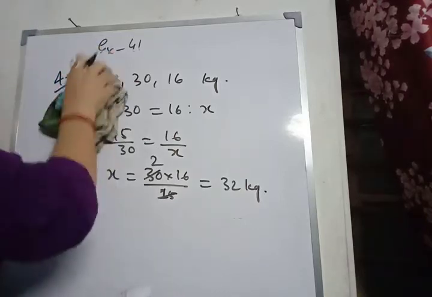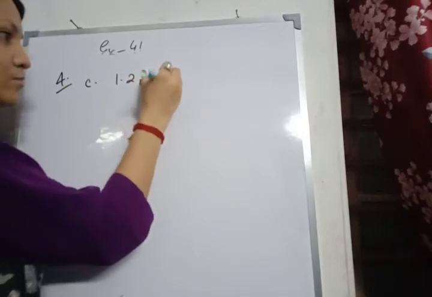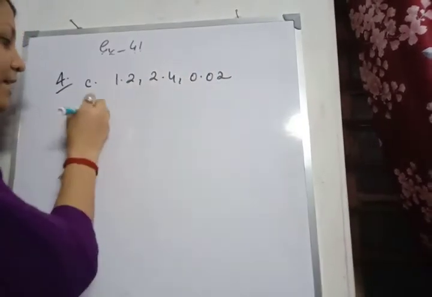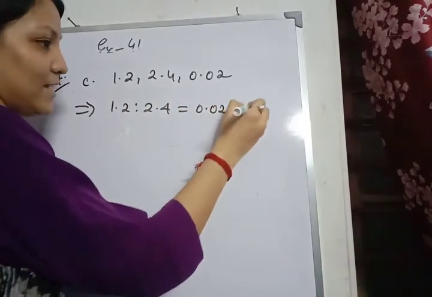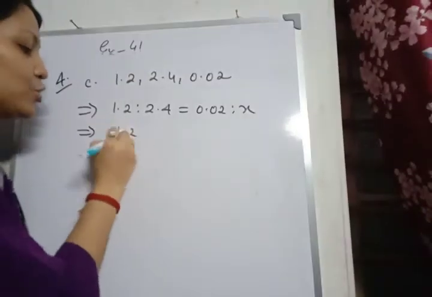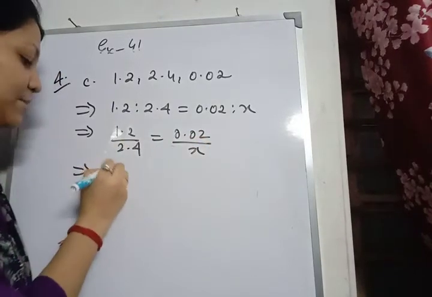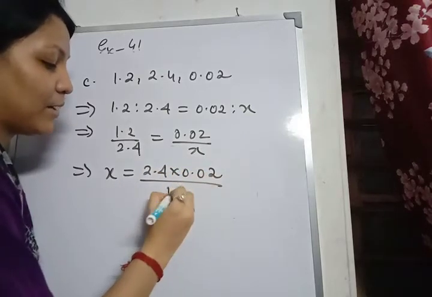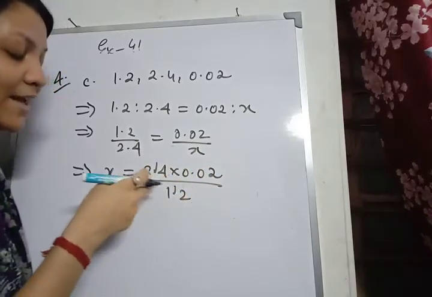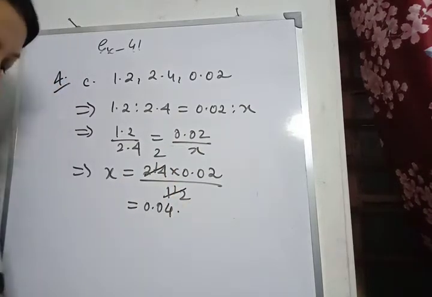Next, same question, subpart C. The terms that are given are 1.2, 2.4, 0.02. So we can write 1.2 is to 2.4 equals 0.02 is to x. So 1.2 divided by 2.4 equals 0.02 divided by x. On cross multiplication, x equals 2.4 into 0.02 divided by 1.2. The decimal gets cancelled. 12 2s are 24. x equals 0.04, which is the answer.